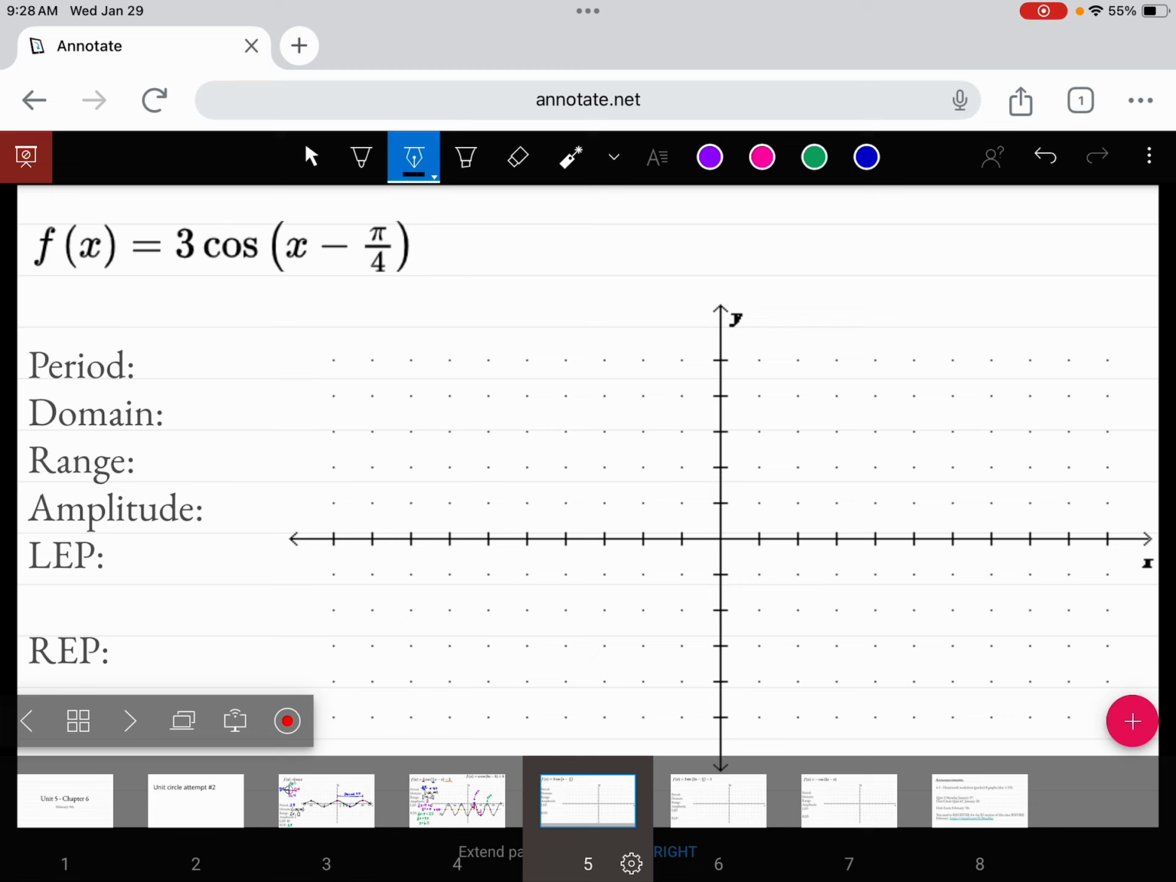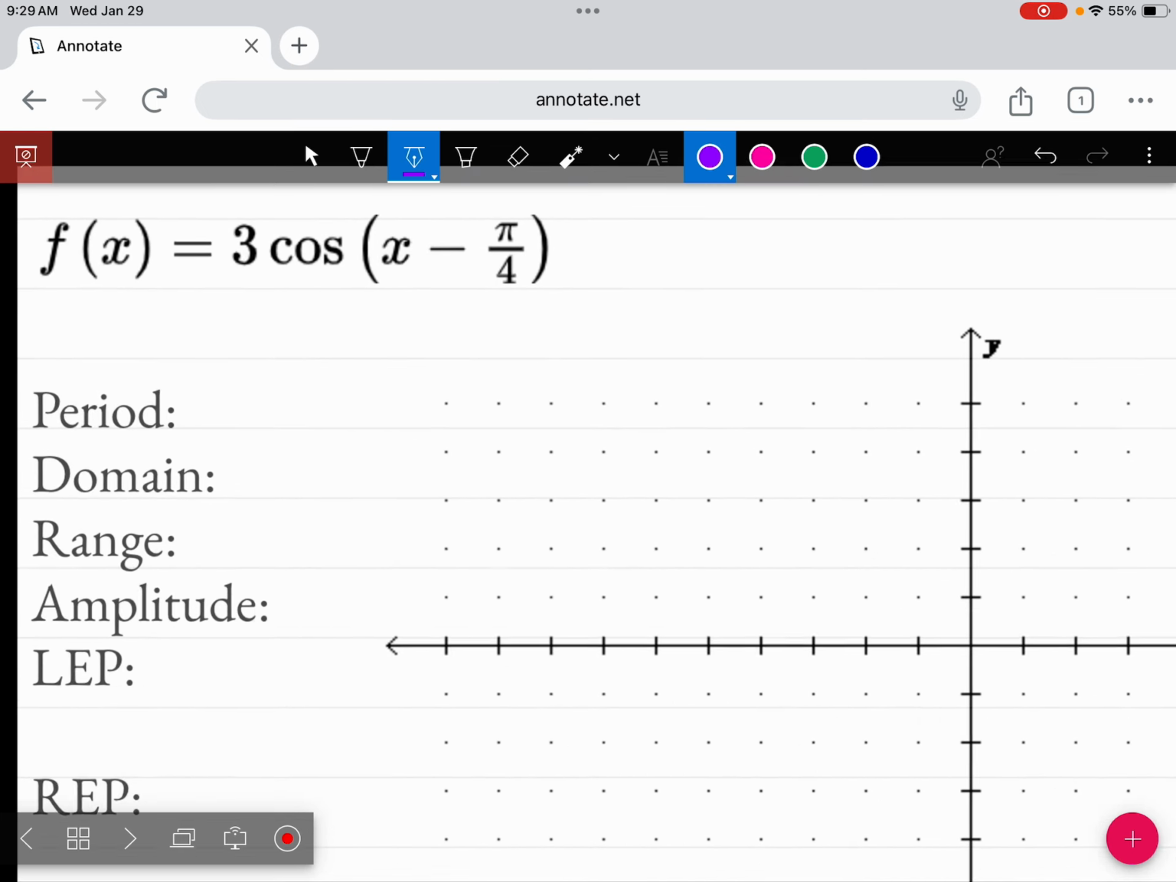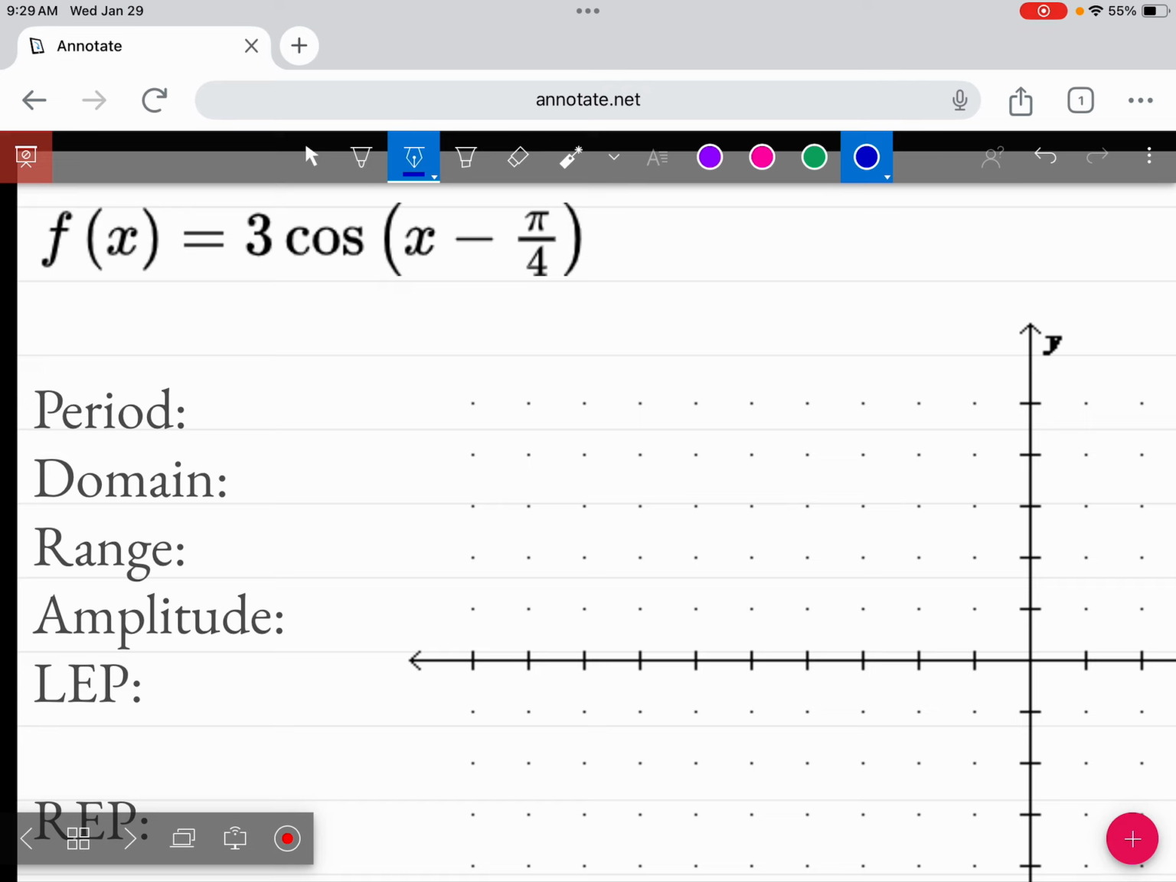All right. So let's look at this 3 cosine of x minus pi over 4. So again, we want to find the period of the function. We want to find our left endpoint and our right endpoint before we figure out what else we need to do. So the period of the function we get by taking the normal function and dividing it by b. So we take our 2 pi and divide it by 1. So the period length on this is 2 pi.